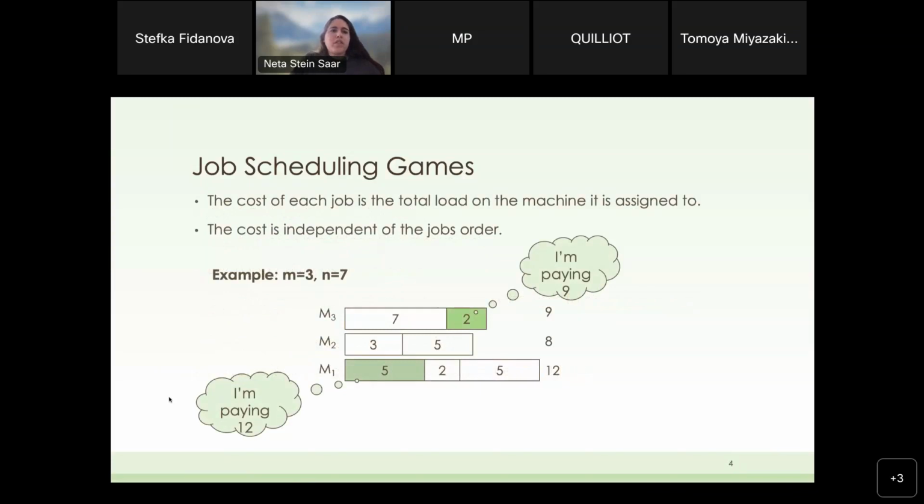Okay, so the cost that each job wants to minimize is the total load on the machine it is assigned to, where the load is the sum of all the jobs scheduled on this machine. Also, the cost is independent of the job order. For example, in this image, we can see on the lower machine, for example, the first one, that each job pays 12. Doesn't matter the order. In the second one each job pays 8, and in the third one 9.